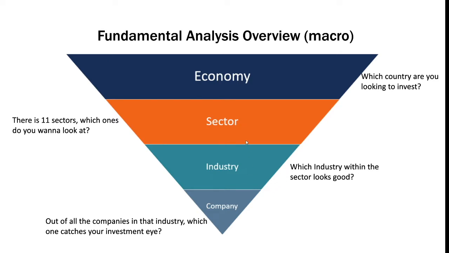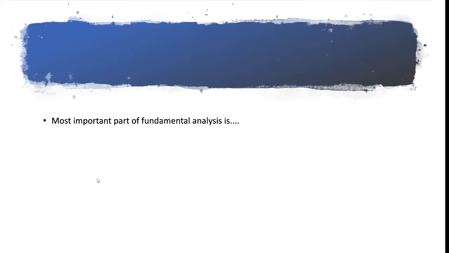You want to pick technology sector, then do you want to go for phones? Do you want to go for TVs? Do you want to go for cutting edge technology, computers, AI? And then finally, once you get to the bottom, out of all the companies in that industry, which one catches your investment eye? So to keep going along with the technology example, let's say you pick the technology sector, you picked phones as an industry, and then you're looking at Apple. That would be a quick example of that.